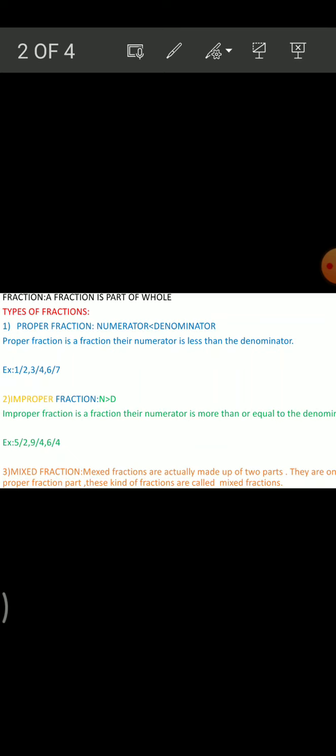After that, one more thing, that is mixed fraction. What is the meaning of mixed fraction? Mixed fractions are made up of two parts. One part is a whole part and the other is a fractional part. These kinds of fractions are called mixed fractions.